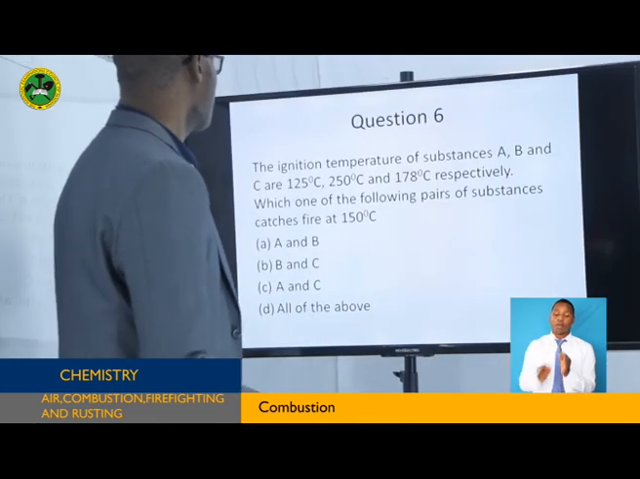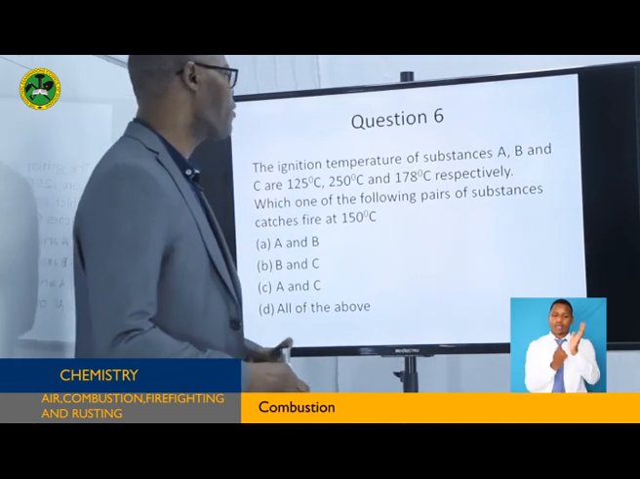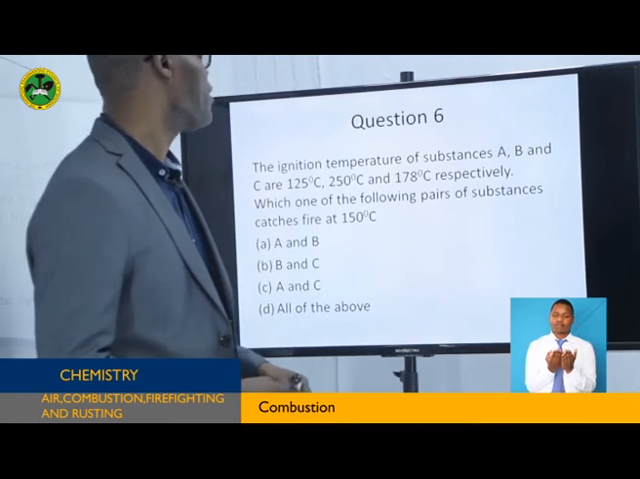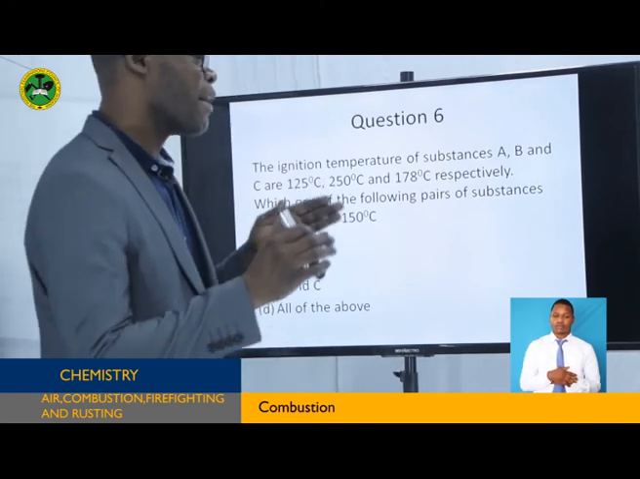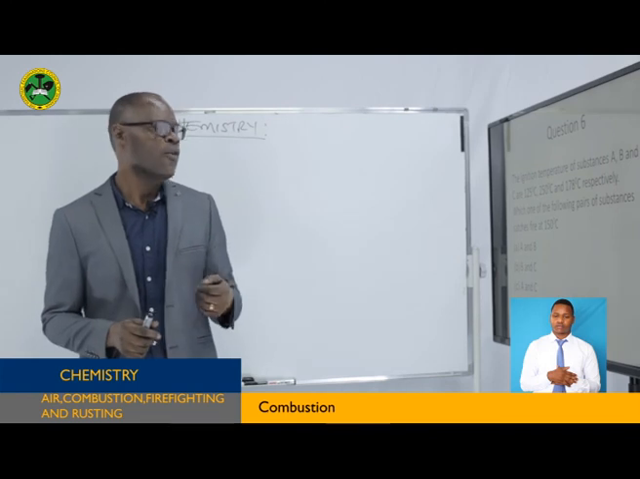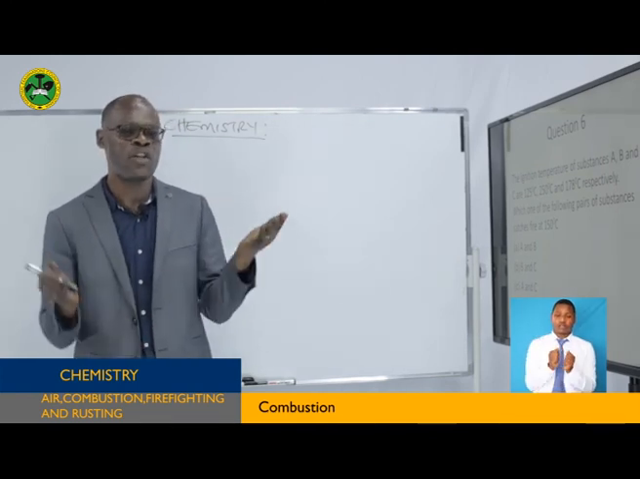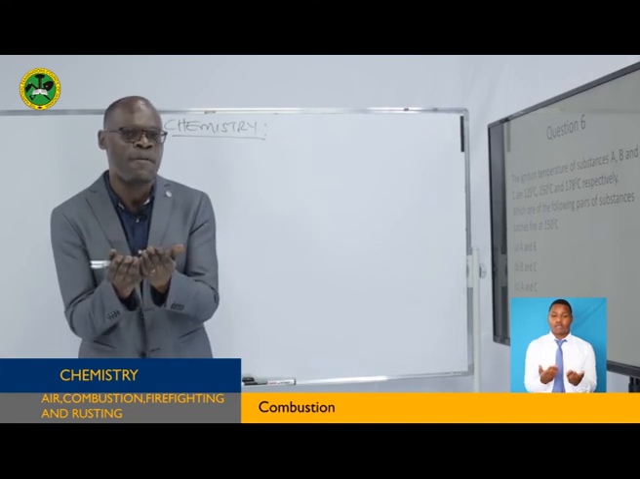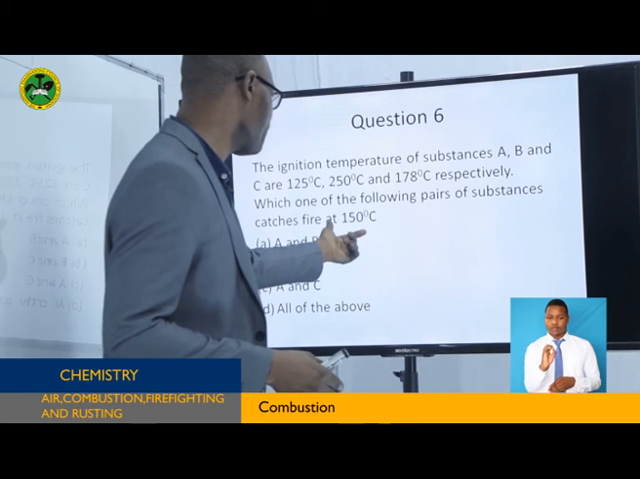Question 6 says, the ignition temperatures of substances A, B, C are 125, 250, and 170 degrees centigrade respectively. Which of the following pairs of substances catches fire at 150 degrees centigrade? Now we have to compare the ignition temperatures of these particular substances. A substance only catches fire if its ignition temperature is reached.